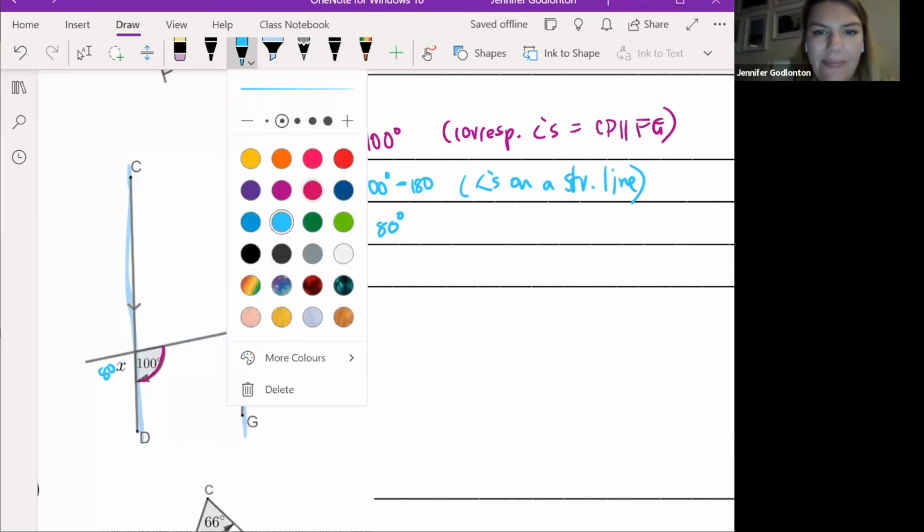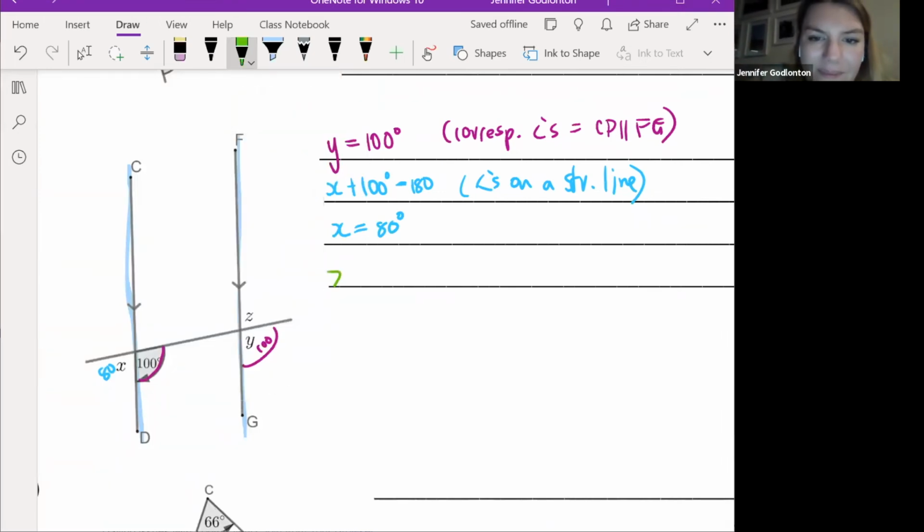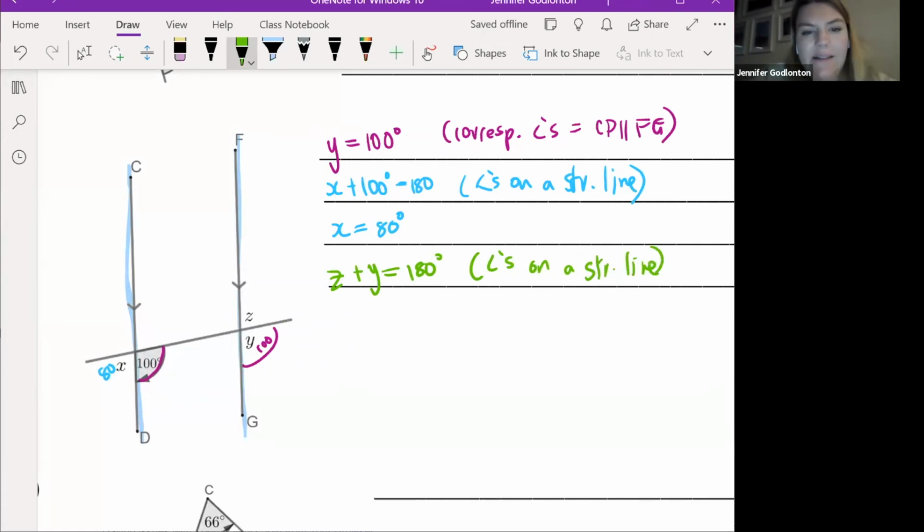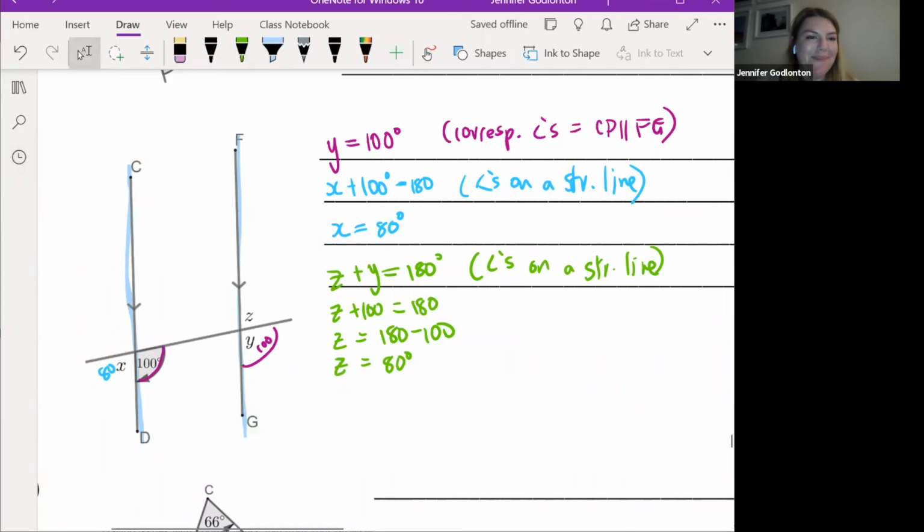Next one. z plus y is equal to 180 degrees because angles on a straight line. Good. Next. And z plus 100 degrees is equal to 180. Good. z is equal to 180 minus 100 degrees. Good. And z is equal to 80 degrees. Yes, well done, Tlotlo. You got 6 marks in your pocket, 100%. Yes, 6 marks.